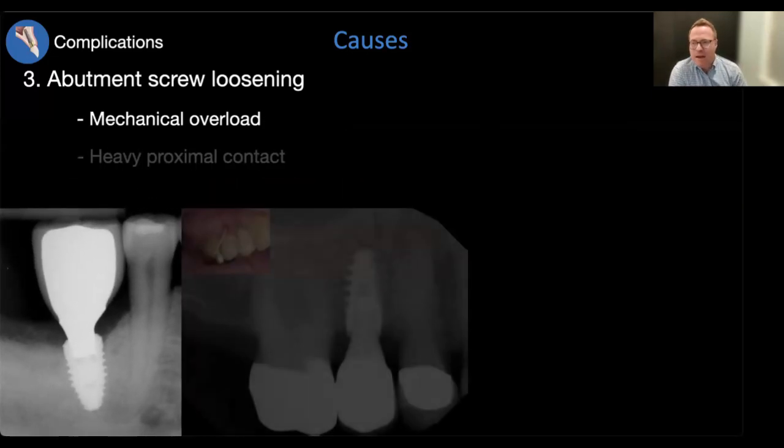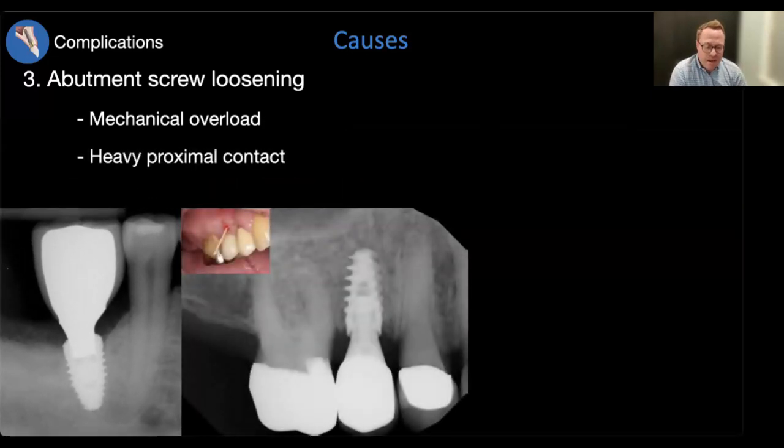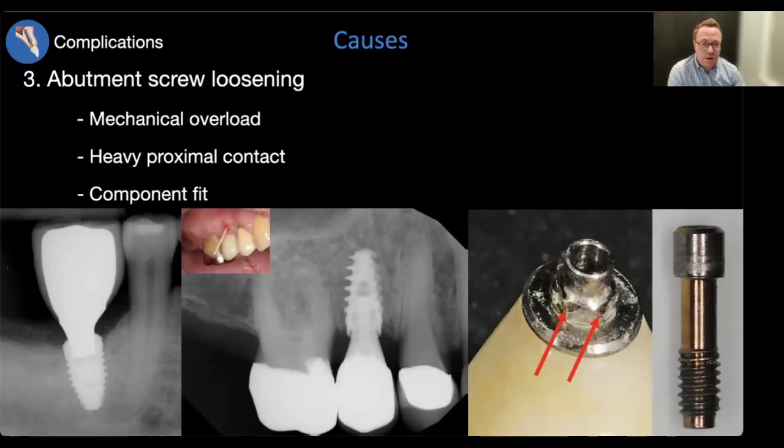We also can have heavy proximal contacts that will give us the illusion that the crown's seated, but it's actually just wedged in. And then, of course, that orthodontically moves the teeth around it, and then the crown becomes loose. That can definitely cause things like fistulas and problems that we have to address. So that's something that we have to watch out for. And of course, the fit of components can also lead to this.